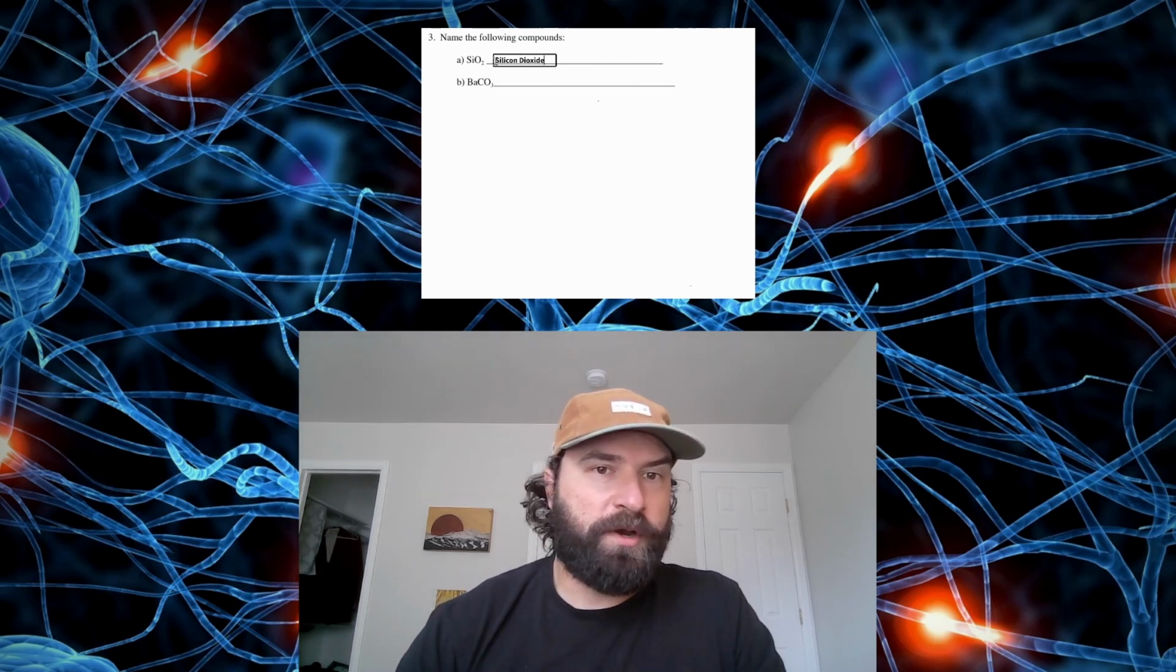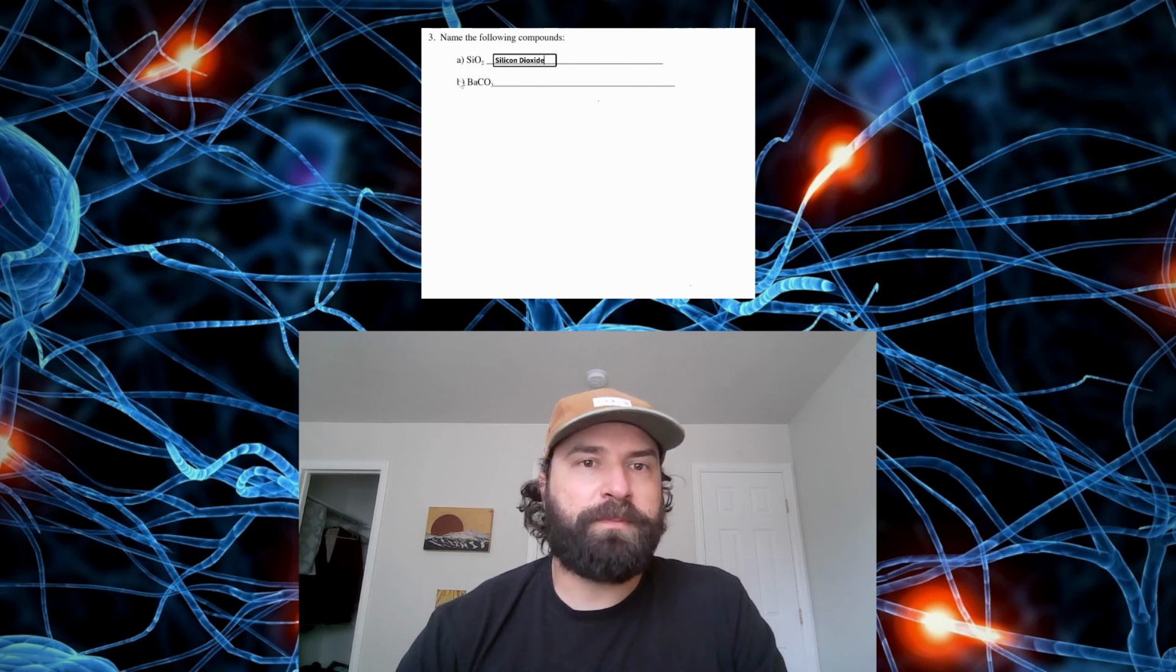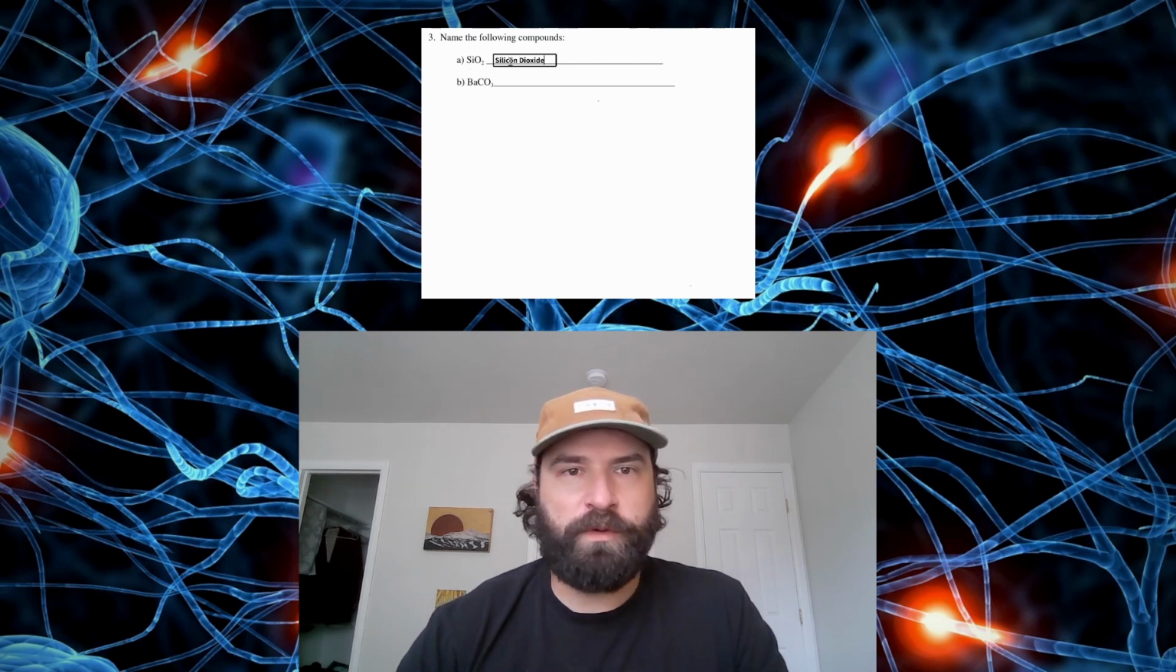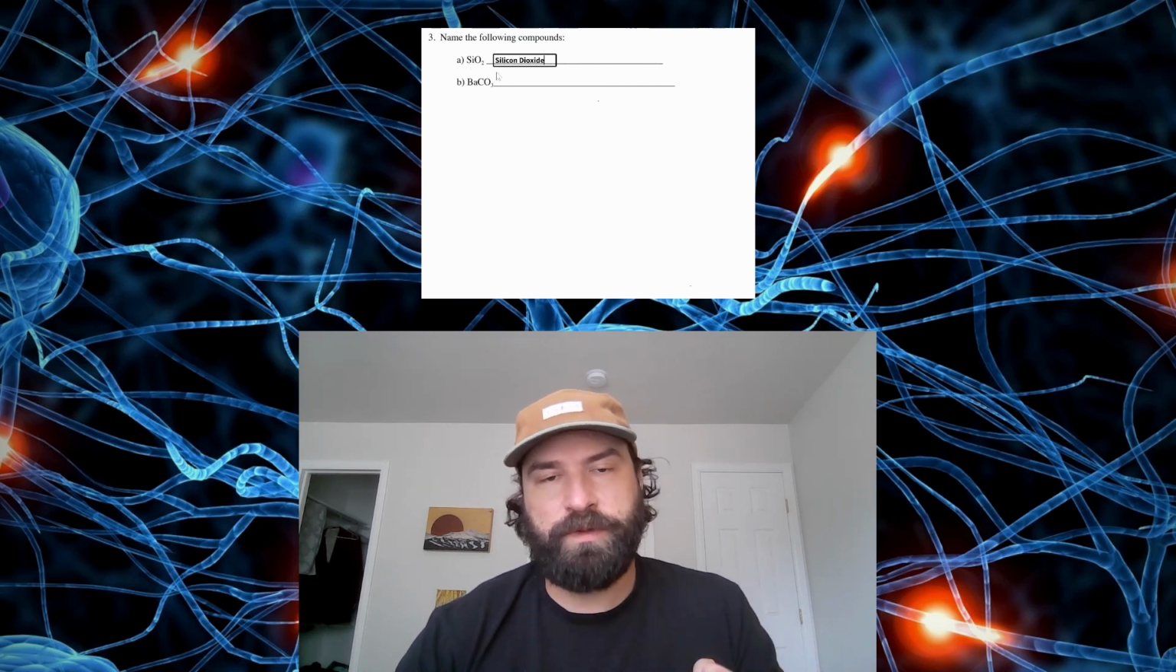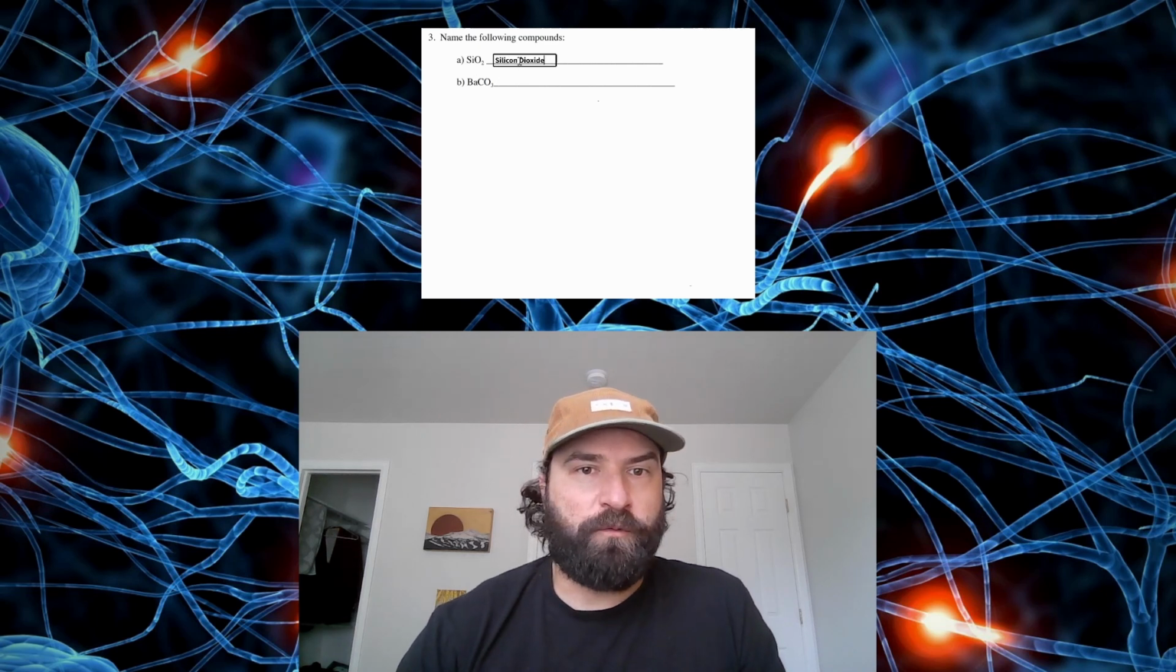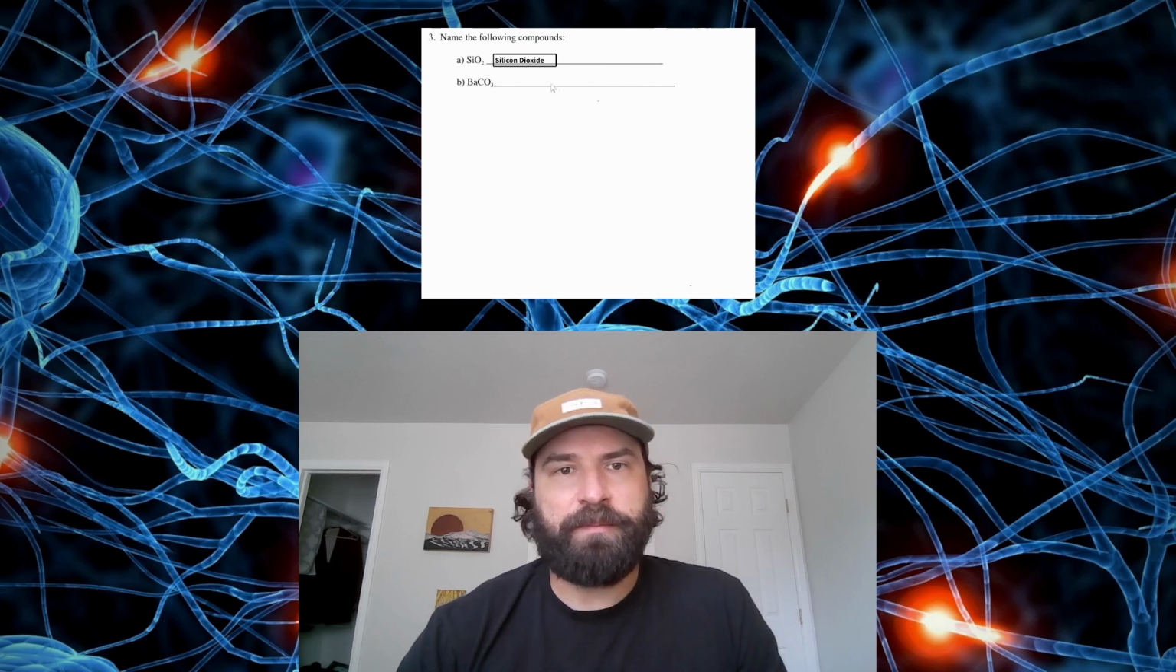So typically we put a prefix on both, but because the first element is only one, we don't include mono, which is the prefix for one. If it was only one oxide, we would say monoxide here. And whatever the second element is in a covalent compound, we're going to put "ide" at the end. So instead of dioxygen, we say dioxide. So that would be the name of that particular compound.